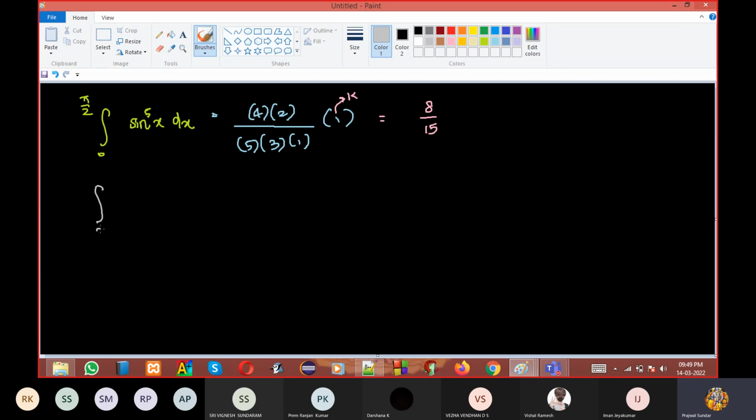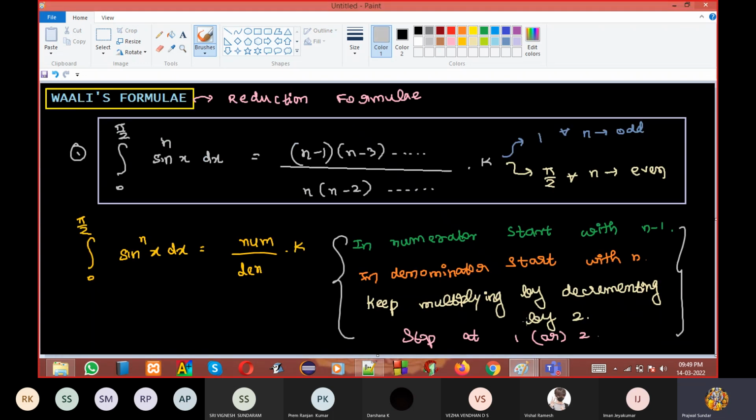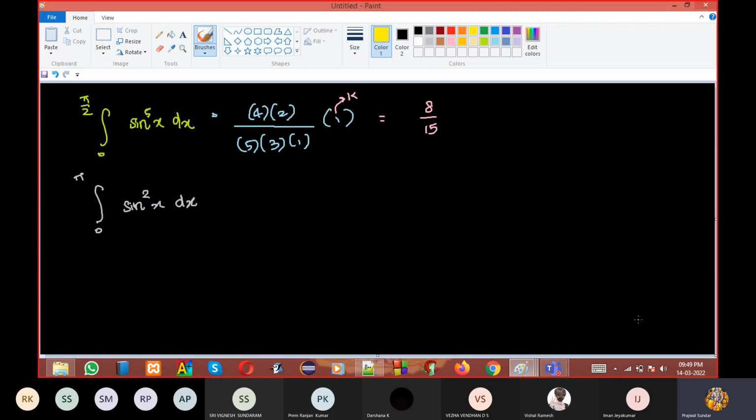Now do this: integral 0 to pi sine power 2x dx. What do you do? If it is 0 to pi, this formula is going to work only for 0 to pi by 2. So whatever is given in the question, you try to convert it into what you require. So what you can do, you can apply the property of definite integral. You can say 2 into integral 0 to pi by 2.